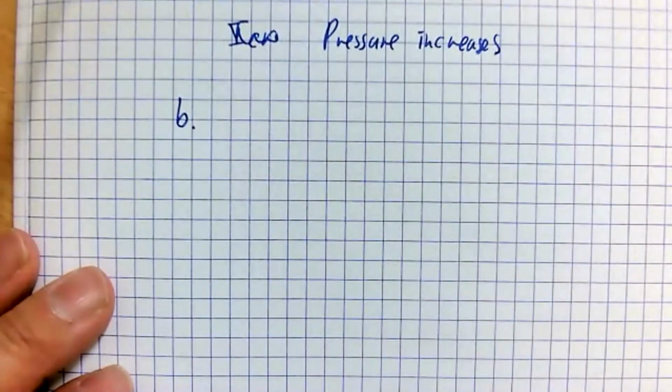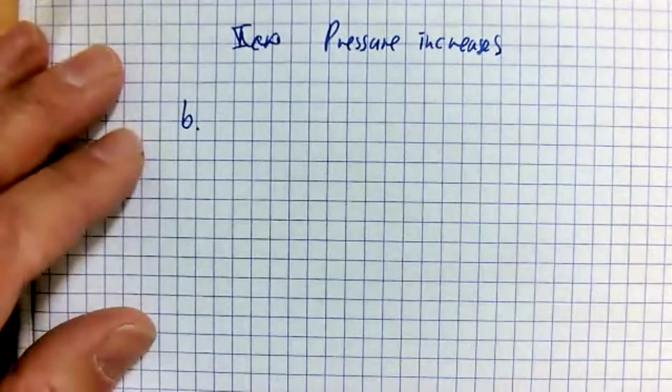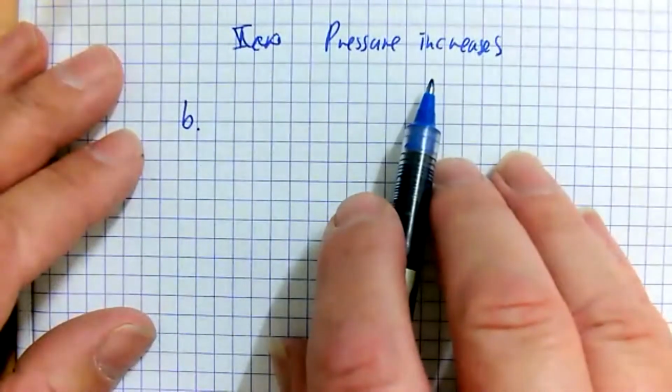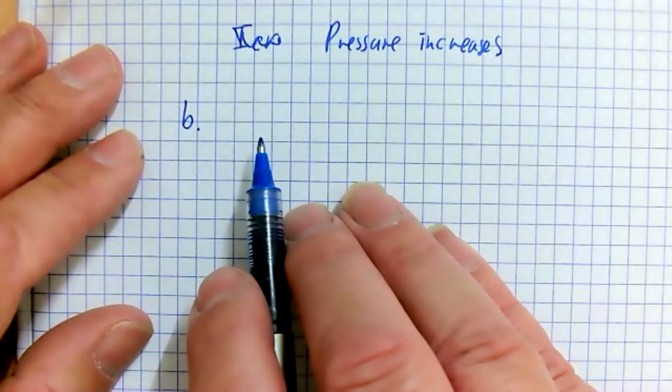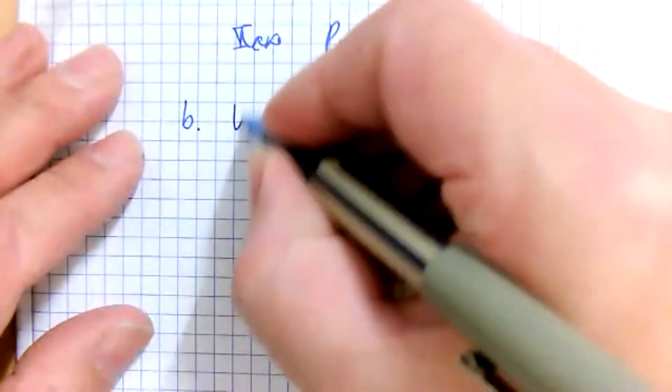You might want to have a look at the video of this session after I've posted it. So the pressure will increase. Part B on the example question is: what force causes the bubble to rise? Well, it's a thing called upthrust.